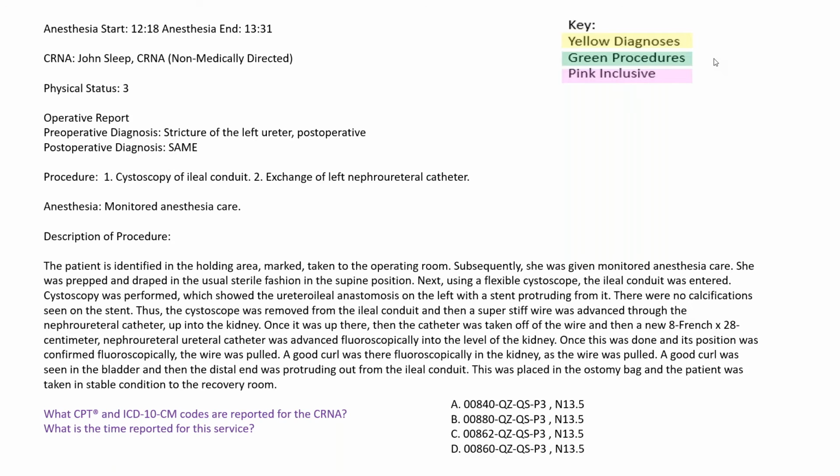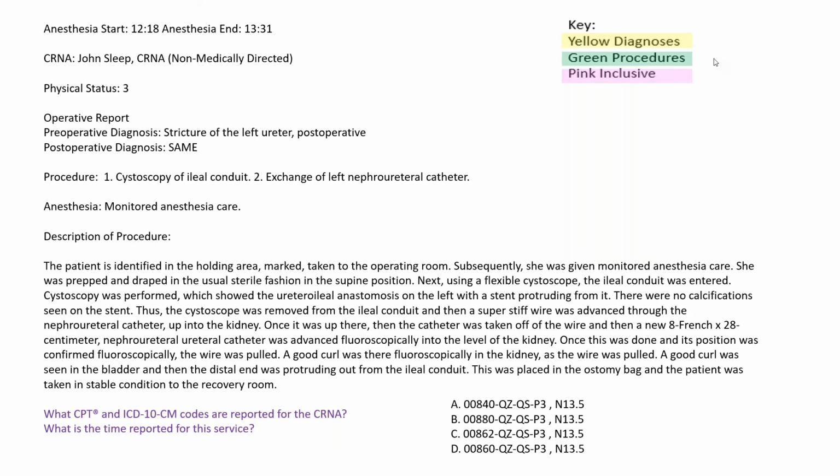The patient is identified in the holding area, marked, taken to the operating room. Subsequently, she was given monitored anesthesia care. She was prepped and draped in the usual sterile fashion in the supine position. Next, using a flexible cystoscope, the ileoconduit was entered. Cystoscopy was performed, which showed the ureteral ileal anastomosis on the left, with a stent protruding from it. There were no calcifications seen on the stent.